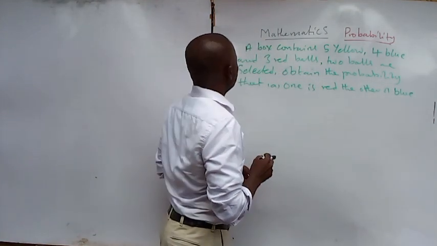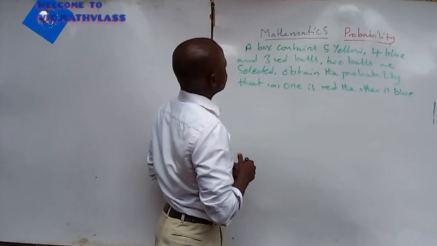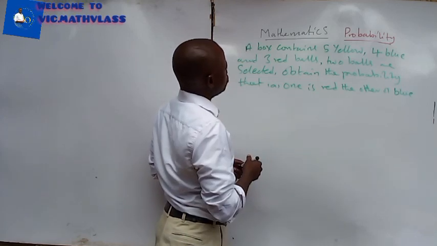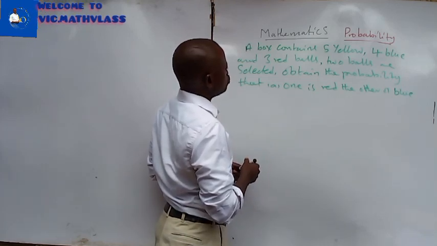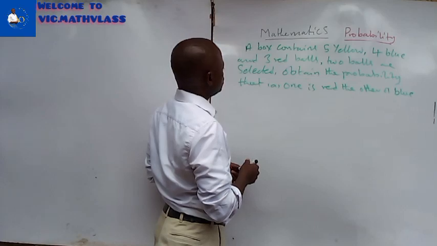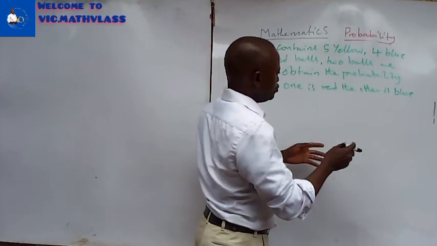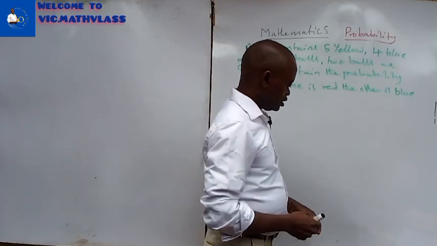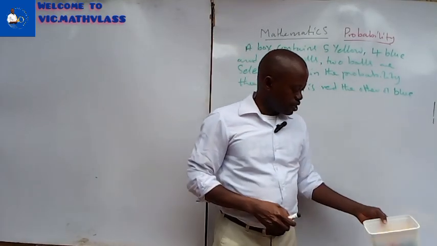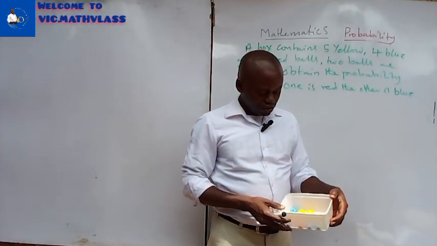We have here a box. The question says a box contains 5 yellow, 4 blue, and 3 red balls. 2 balls are selected. Obtain the probability that one is red and the other is blue.